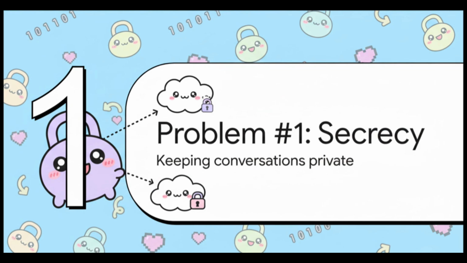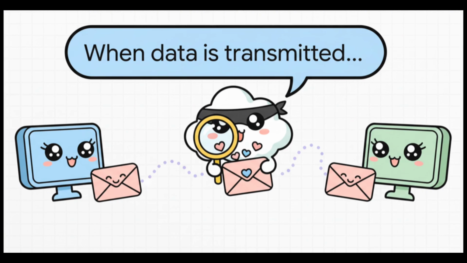So, first up, the big one, secrecy. When you send information over the internet, it's not going through some private, sealed tube. Nope. It's hopping between all these different servers, and really, at any point, someone could be listening in. So how in the world do we keep our conversations private? Well, this threat has a name. Security experts call it a man-in-the-middle attack.